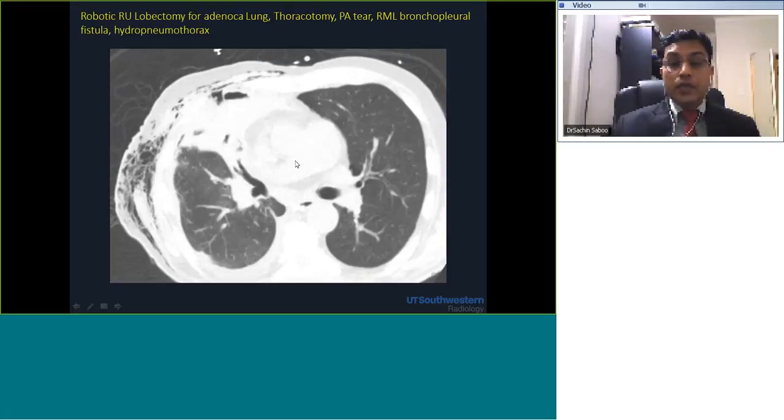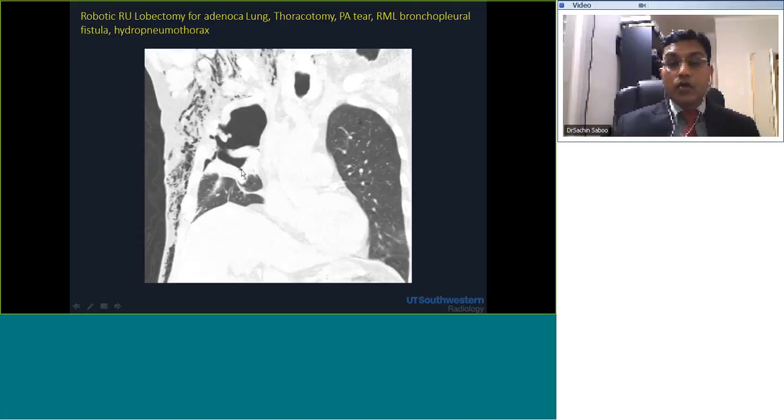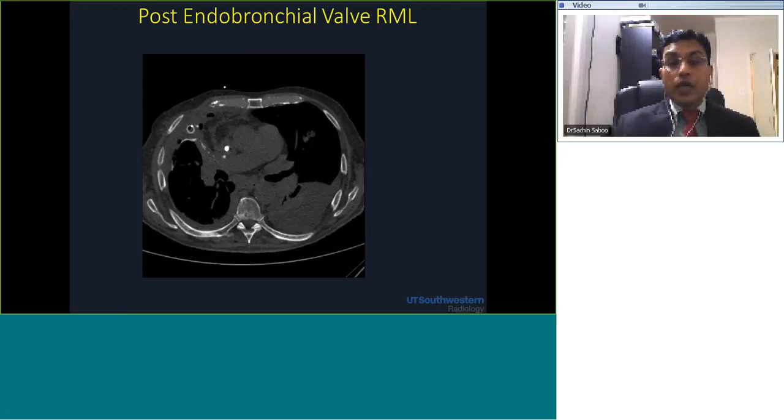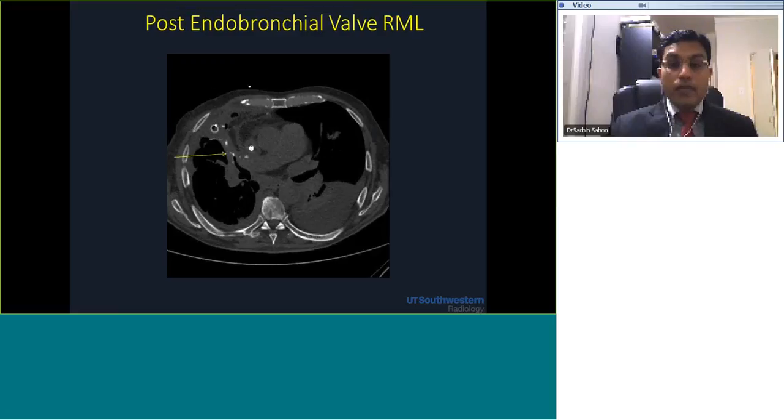On the subsequent slides, you can see there is a peripheral type of fistula, and on this coronal image, better seen, the distalmost part of the right middle lobe bronchus communicates with this large hydropneumothorax, and large subcutaneous emphysema is also noted. The patient underwent endobronchial valve placement for the right middle lobe bronchus, and as you can clearly see with those arrows, the endobronchial valve is placed in the distal right main bronchus, and also on these images.